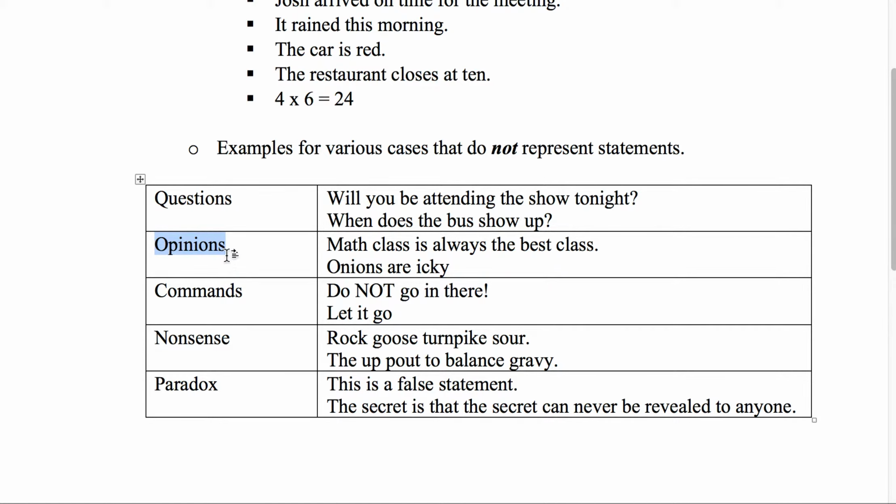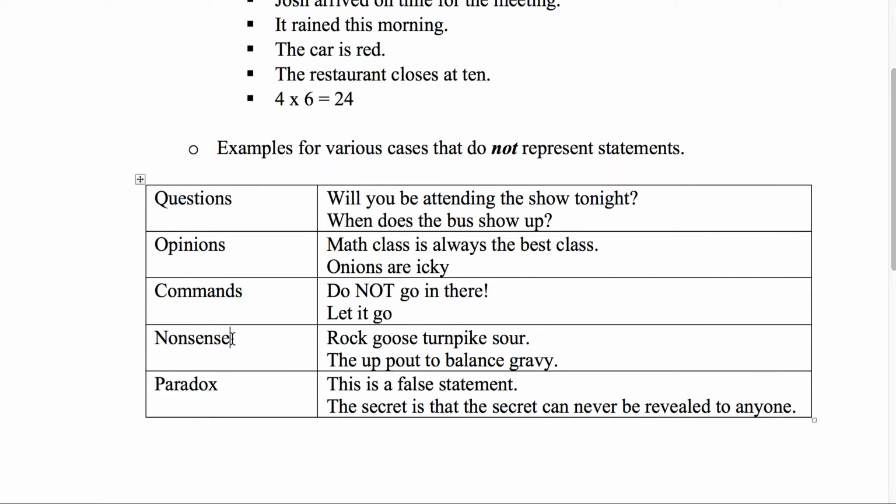Opinions are not statements. Math class is always the best class. Onions are icky. Those are people's opinions. They are not statements. Commands are not statements. Do not go in there. Let it go. Those are not statements.